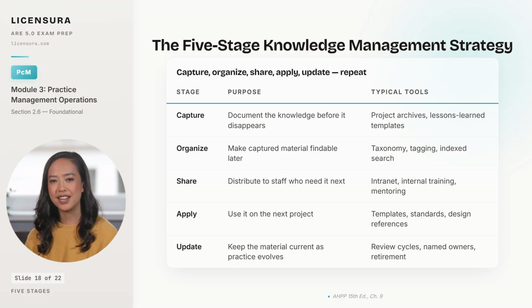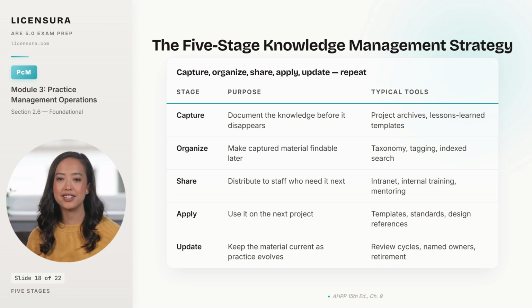5 stages, and each one fails differently when a firm skips it. Capture comes first because nothing else works if the knowledge is never written down. The typical tools are project archives at closeout and lessons learned templates filled in while the project is still fresh. Organize is the stage most firms quietly skip. They capture documents into a shared drive and assume someone will find them. But without taxonomy, tagging, and index search, the captured knowledge is functionally lost.